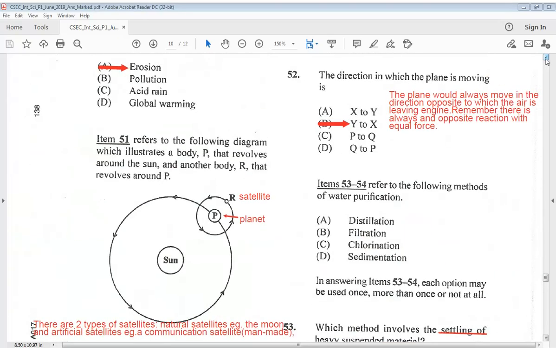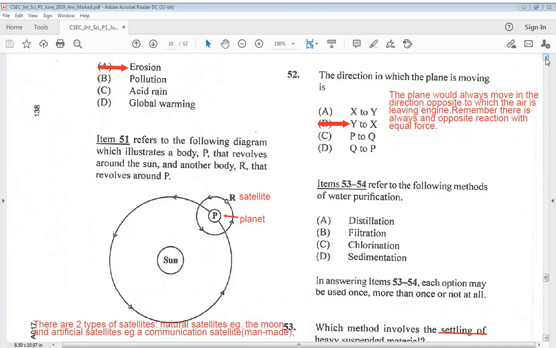52 says the direction in which the plane is moving is Y to X. The answer is B. So the reason is the plane would always move in a direction opposite to which the air is leaving the engine. Remember, there is always an opposite reaction with equal force.